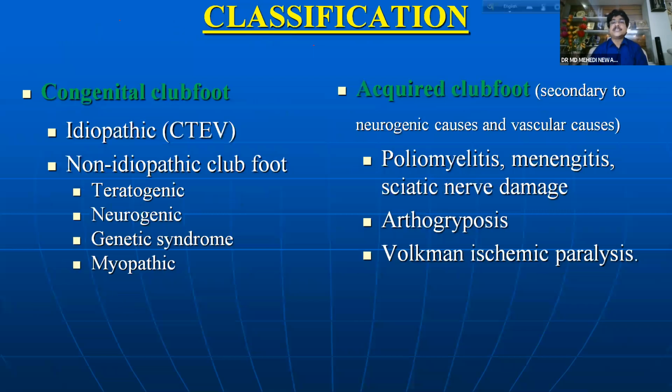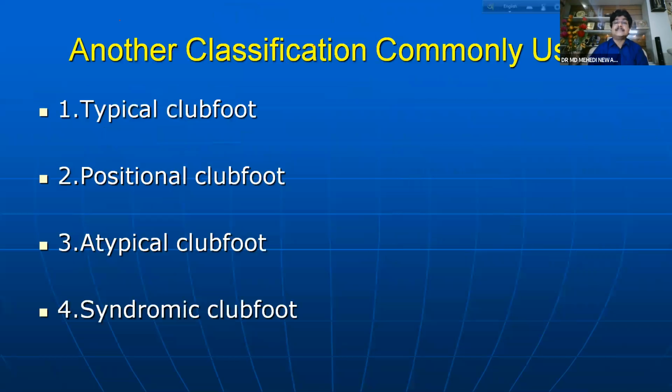And the classification, there are many classifications, but we divide it into 2 parts. This is congenital and acquired clubfoot. In congenital, it is idiopathic and non-idiopathic clubfoot that may be by teratogenic, neurogenic, genetic syndrome, and myopathies. But in case of acquired clubfoot, it is secondary to neurogenic causes and vascular. It is not associated with the idiopathic clubfoot. It may happen by poliomyelitis, meningitis, sciatic nerve damage, arthrogryposis, Volkmann ischemic paralysis.